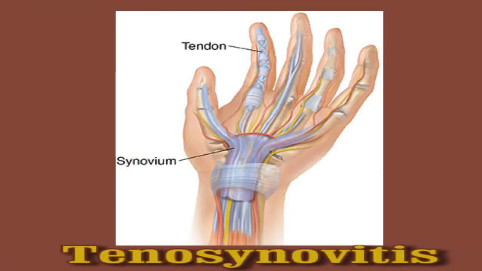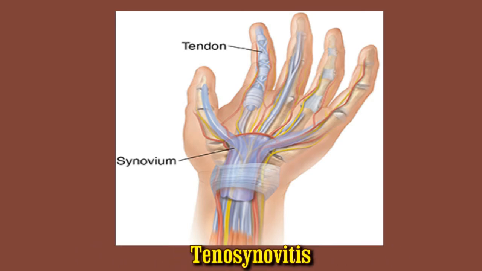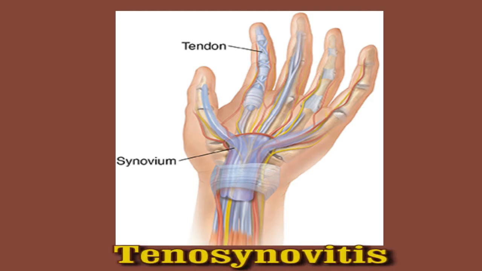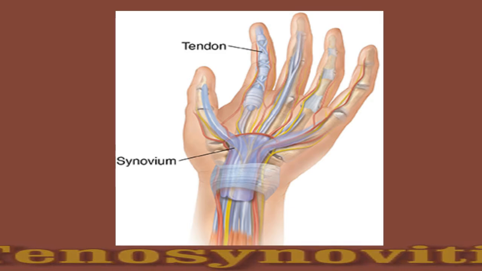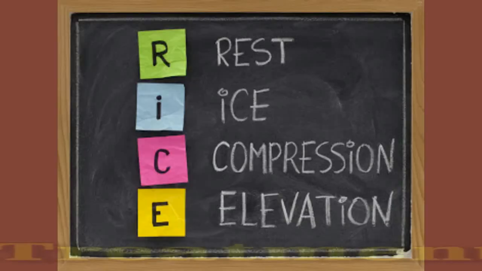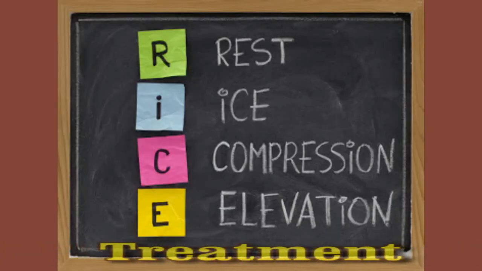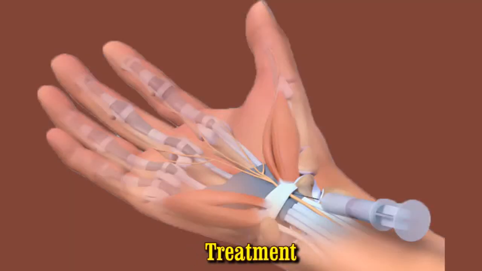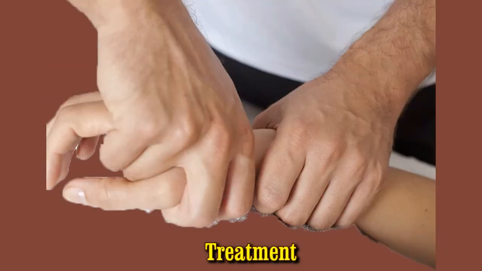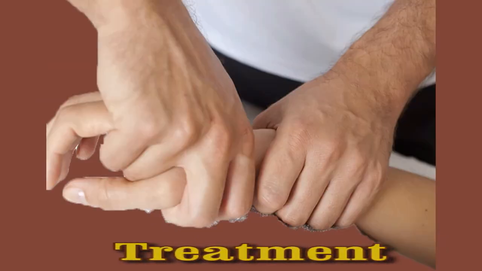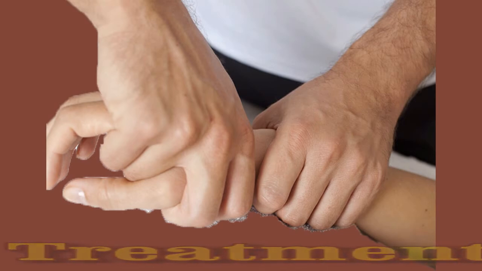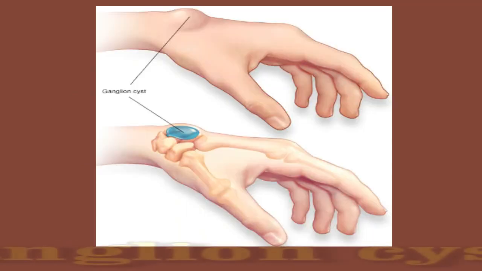Tenosynovitis. Tenosynovitis refers to inflammation of the tendon sheath, which is a thin membrane that encloses a tendon. It can lead to joint pain, swelling, and stiffness. Treatment. People can treat mild tendon problems with RICE therapy. People who have severe or persistent symptoms may require corticosteroid injections to relieve swelling, physical therapy, surgery.